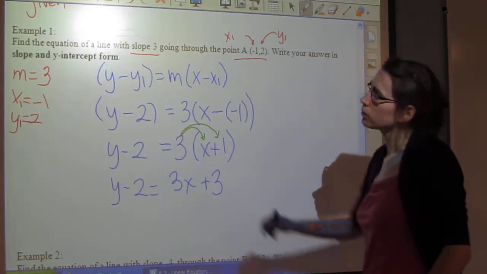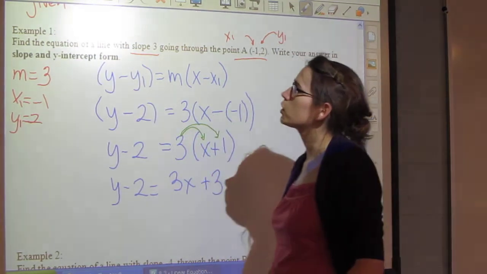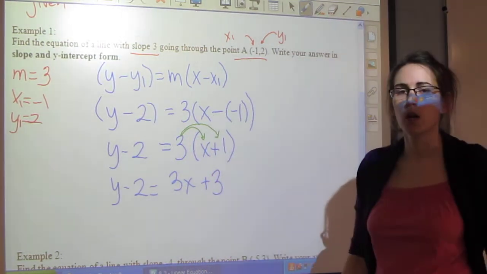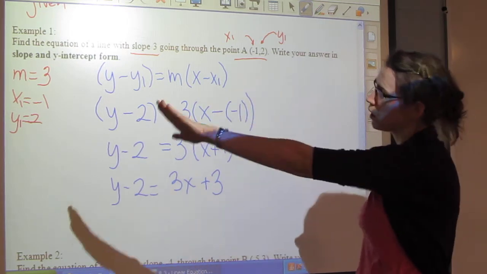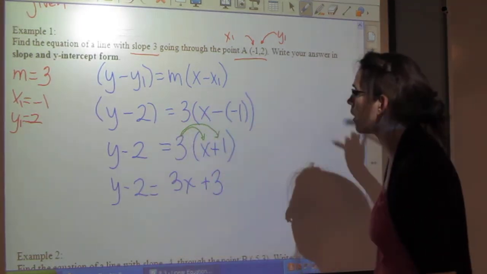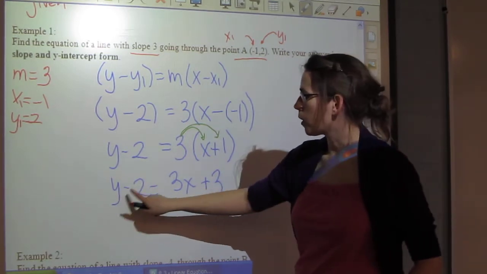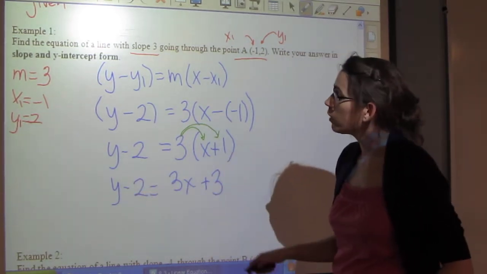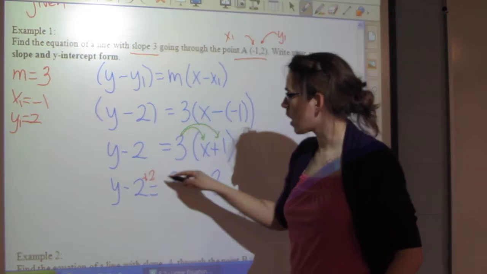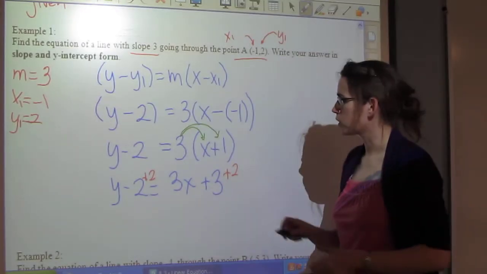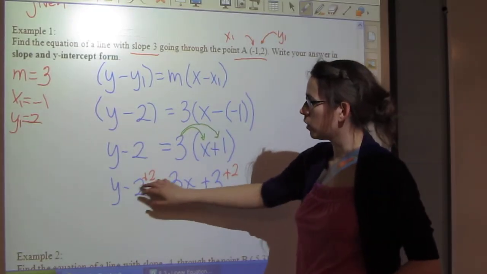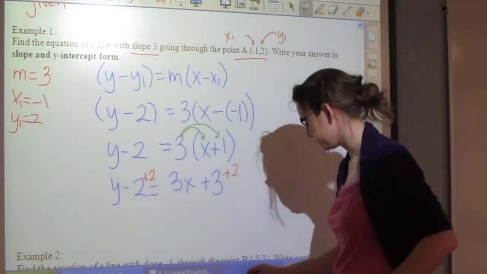We're almost done. We want the final form to look like it's in slope and y-intercept form. And remember, that means that I want to keep my y on the left side, and I want to move everything else over to the right. Now the only other thing that's on the left side with my y is this minus 2. Well, to get rid of minus 2, I want to add 2 to both sides. If I do negative 2 plus 2, I have 0, so all I have left here is my y.